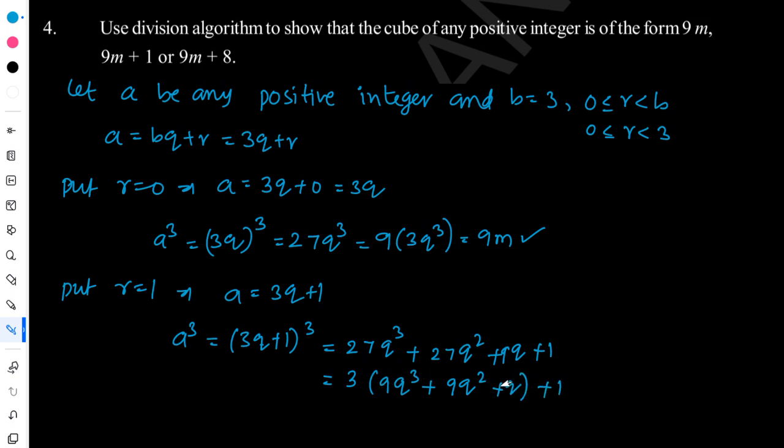Take 9 common, not 3. Why? Because we want it in the form of 9. So 9 times (3q cube plus 3q square plus q) plus 1. Now it becomes 9m plus 1 form.